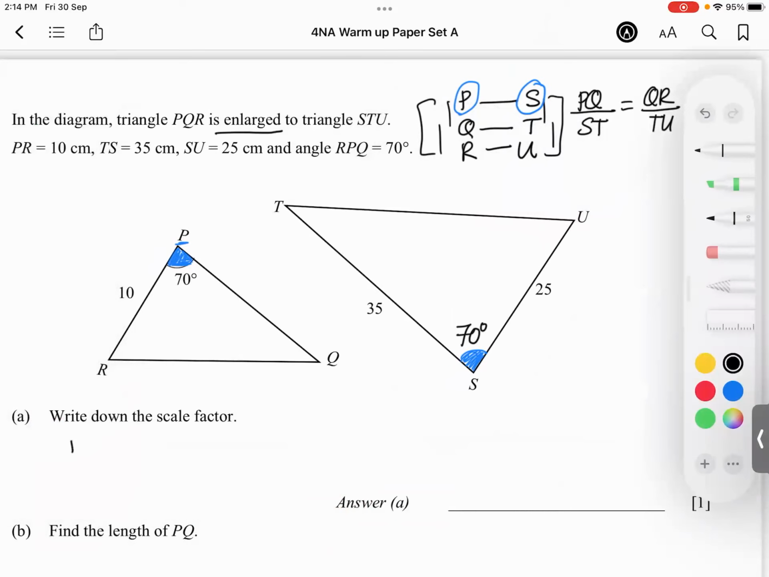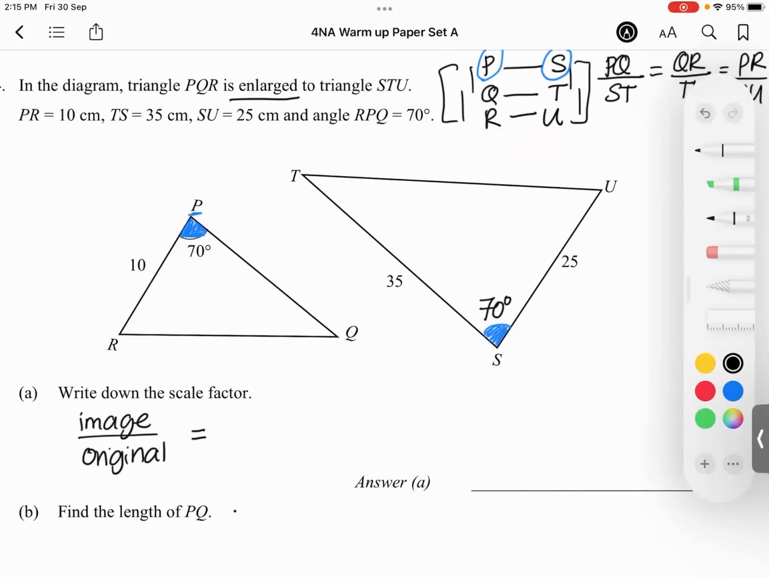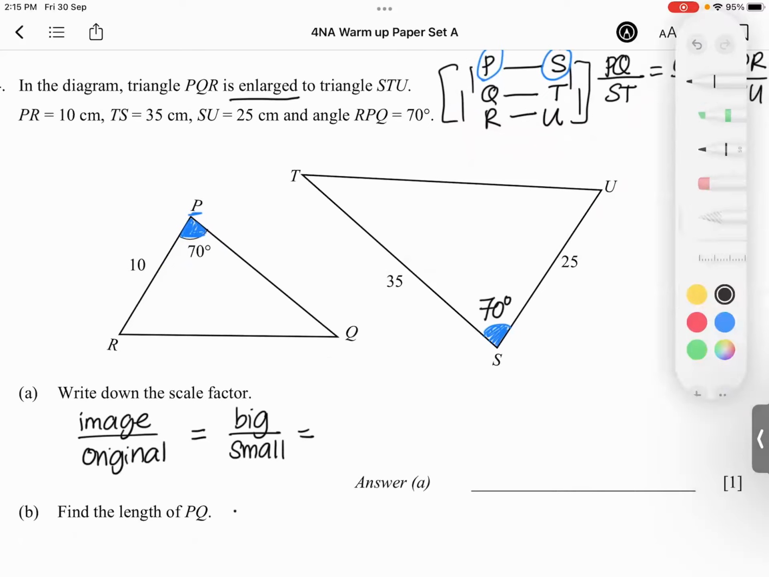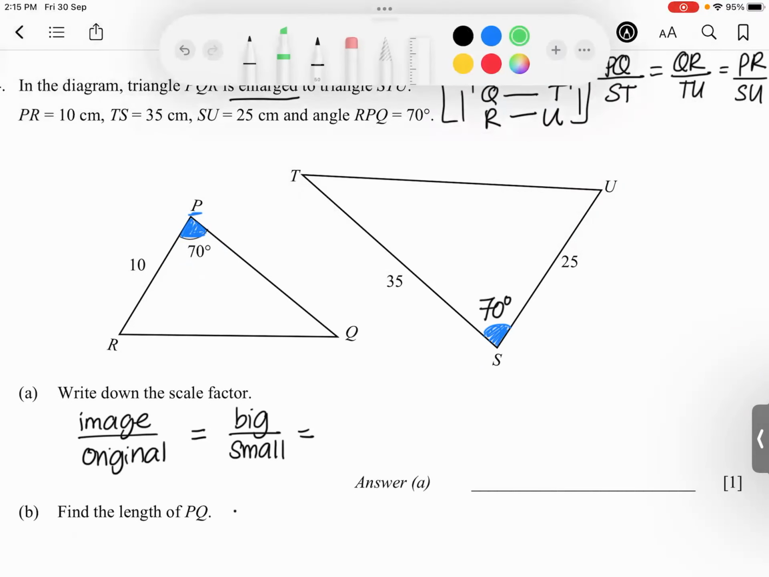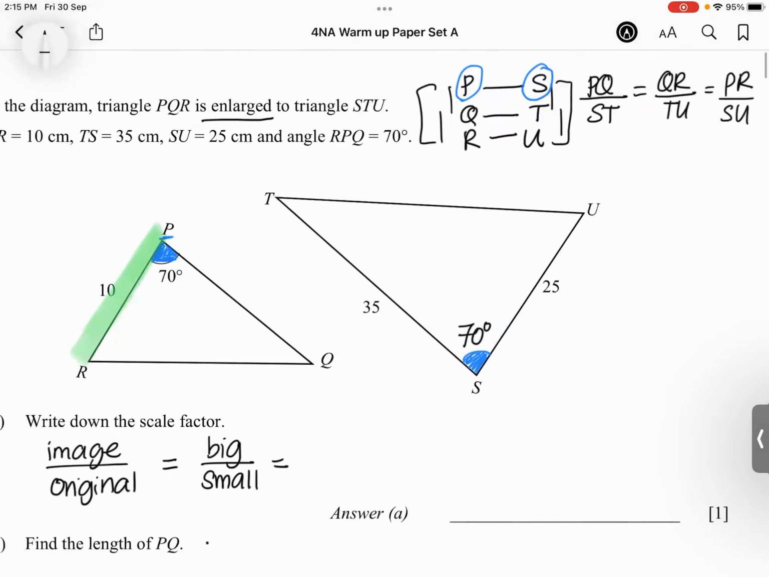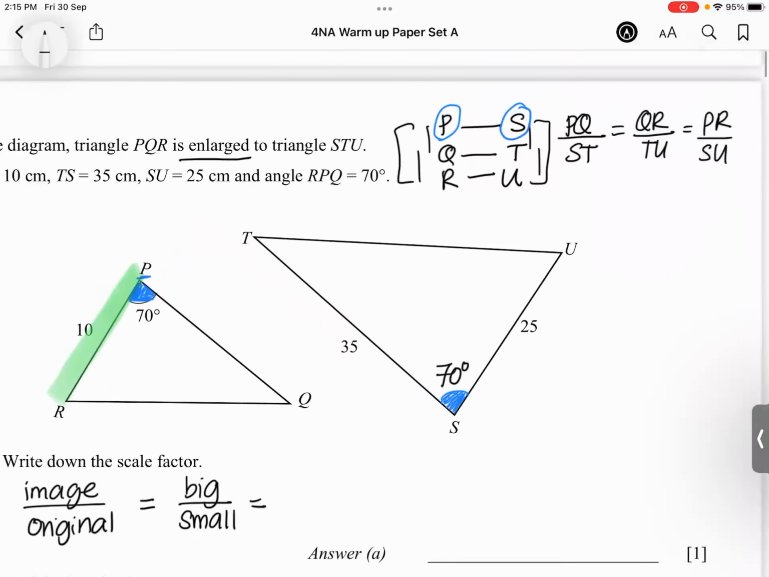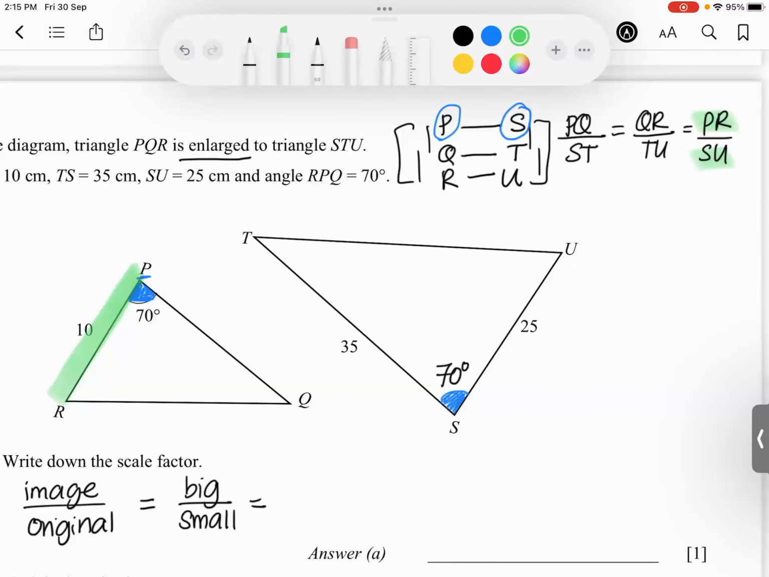Scale factor is image over the original. Okay, image over the original. So when you talk about the image enlargement, the image will be a bigger number over the original one, which is a smaller value. So first we find a matching pair of sides. I know over here, the smaller one, I have 10, which is PR. Let me observe. PR is with SU.